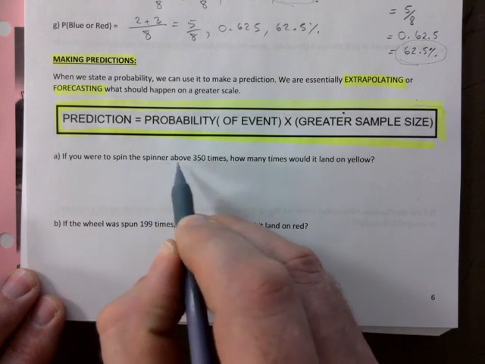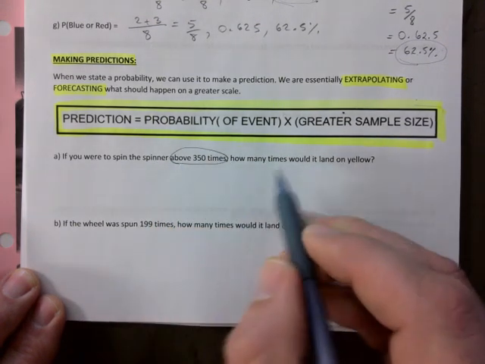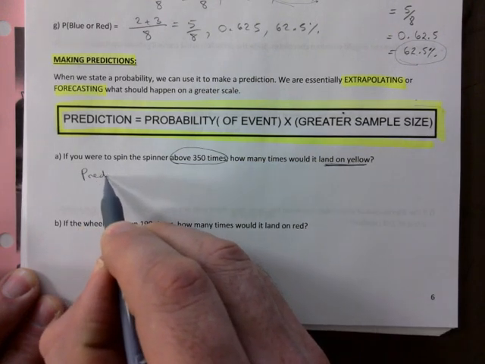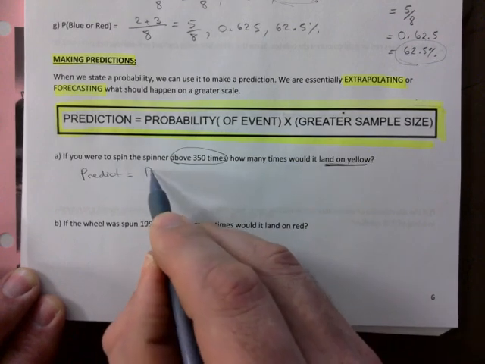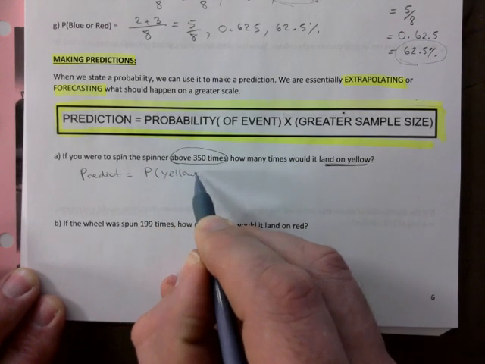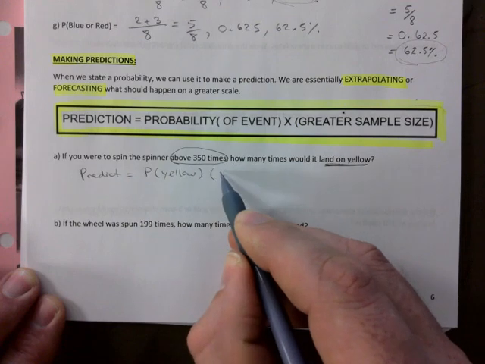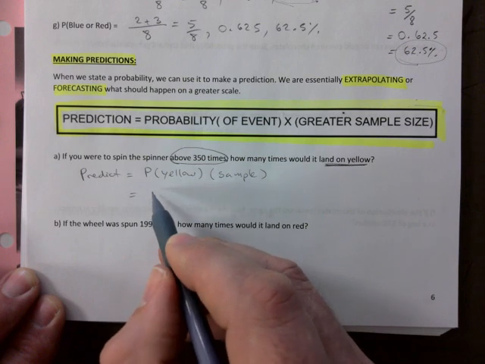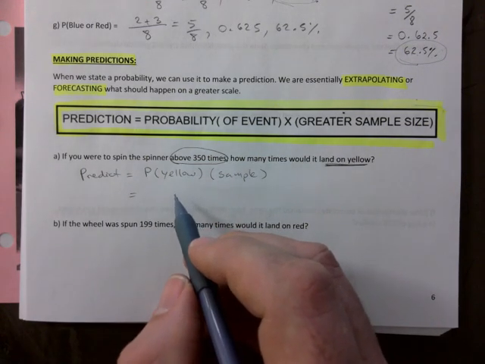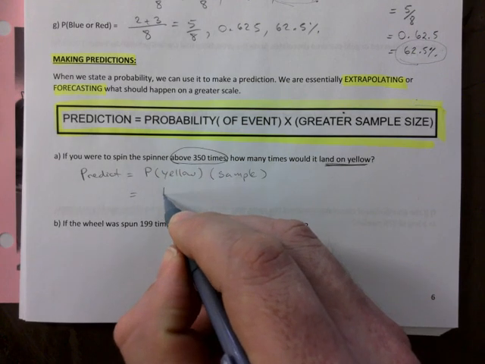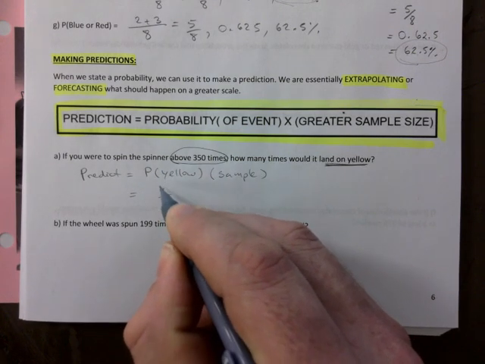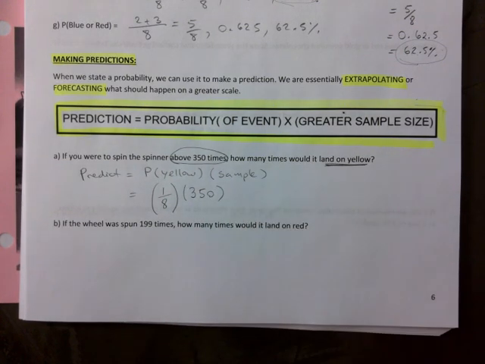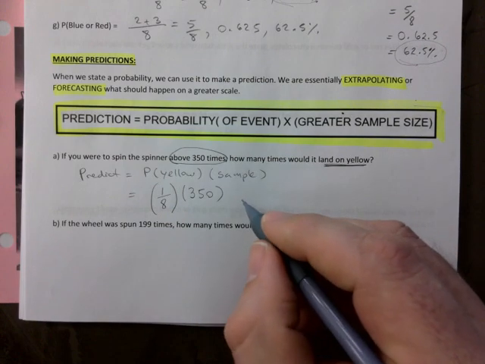If you were to spin the spinner above 350 times, how many times would it land on yellow? So it's like they're asking you to predict. So you're going to say probability of it landing on yellow on the small scale times sample. So what's the probability of it landing on yellow from up there before? Go up and look it up. 1 out of 8, right? And we're told that we're going to spin it 350 times. I'm going to play this game 350 times.